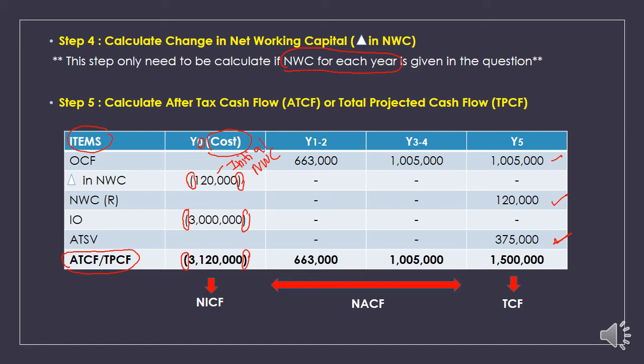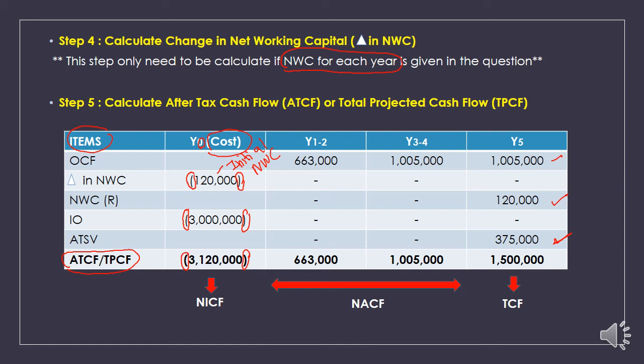663,000. And then for year 3 until year 4, the amount is 1.5 million only because that is the only item under OCF. Okay, and then for the last year, which is year 5, you should total up the amounts of OCF plus net working capital recovery plus ATSV. So you will get the amount 1.5 million.